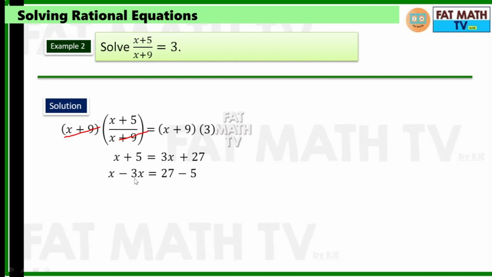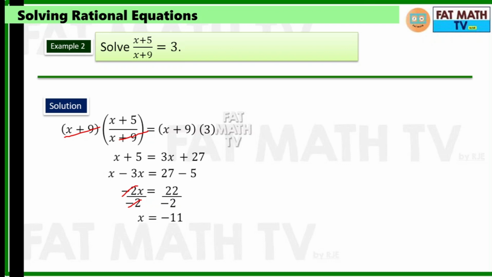X minus 3x is negative 2x. And 27 minus 5 is 22. And then divide both sides by negative 2 to get the value of x. So here we will have x left. So x equals 22 divided by negative 2. That is negative 11. And then don't conclude yet that the answer is negative 11.